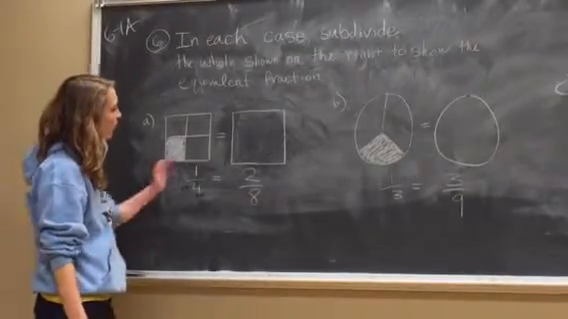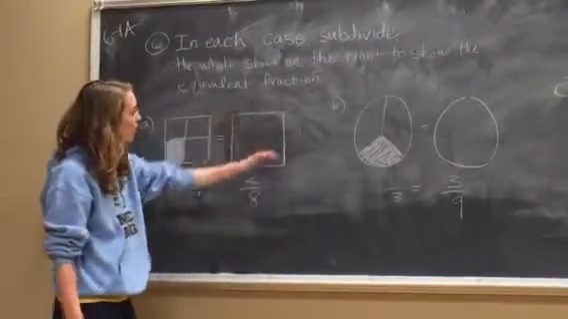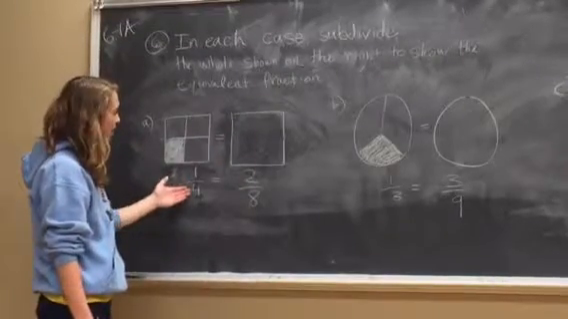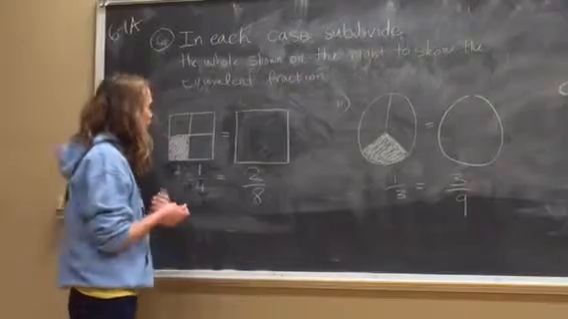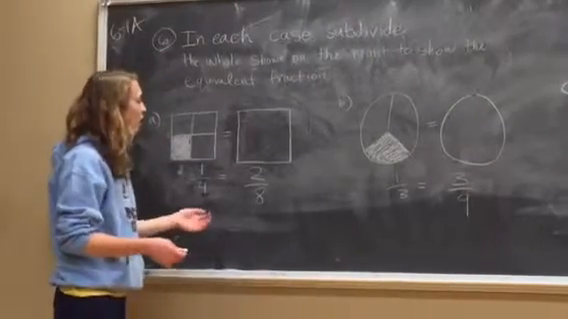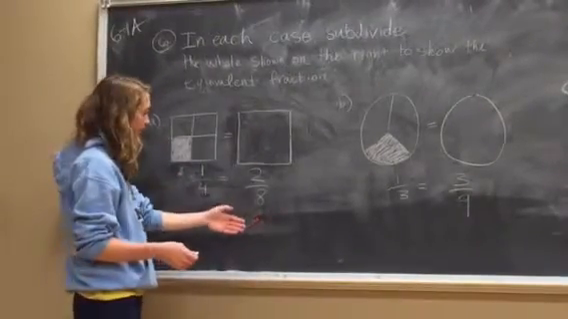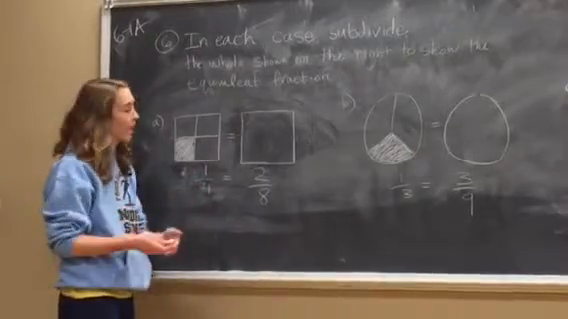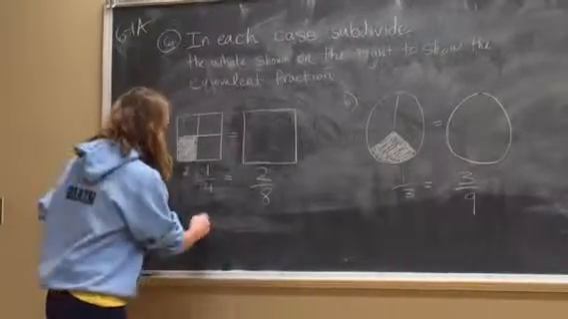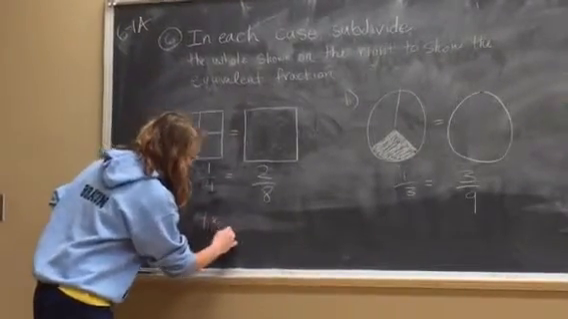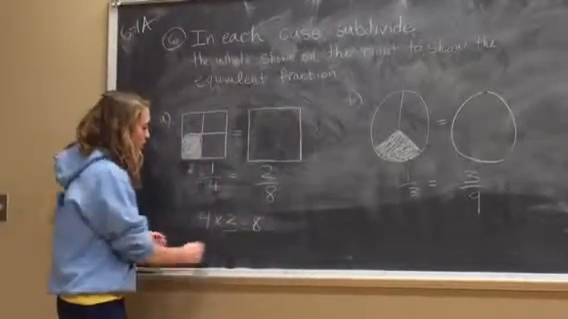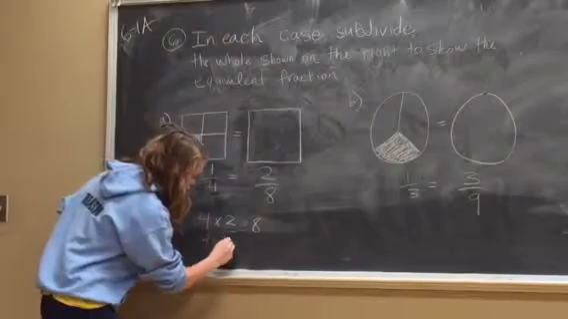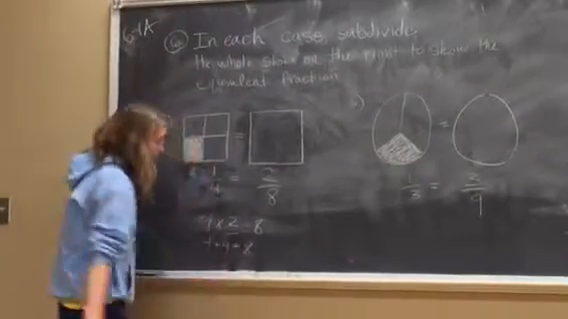Now we need to represent 2/8 in this whole, and it's the same thing as 1/4, so we just need to break it into 8 parts. So how are we going to do that? Well, we know that 4 plus 4 equals 8, so double 4 is 8. Another way to look at that is 4 times what equals 8? 4 times 2, or 4 plus 4 equals 8.